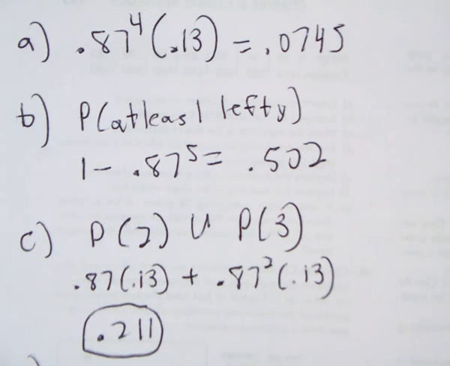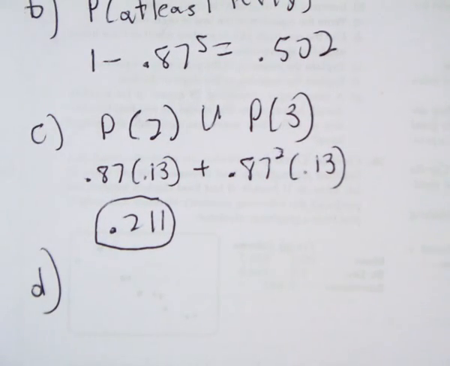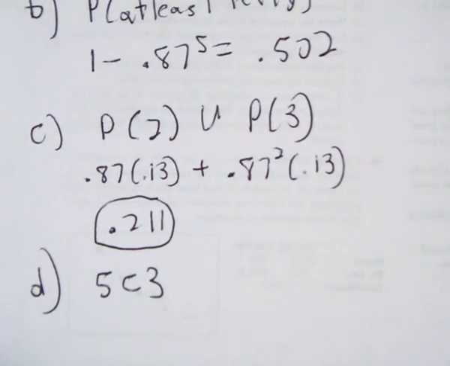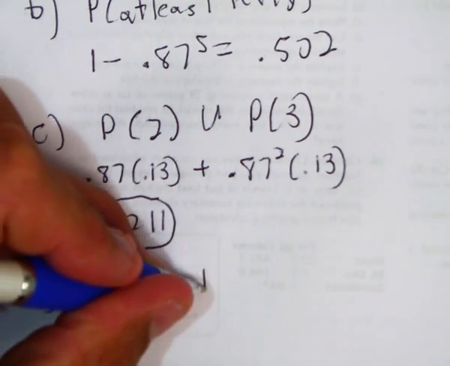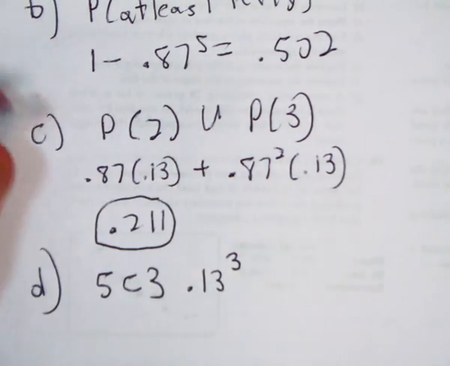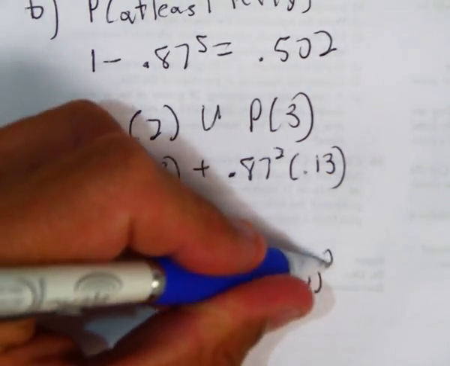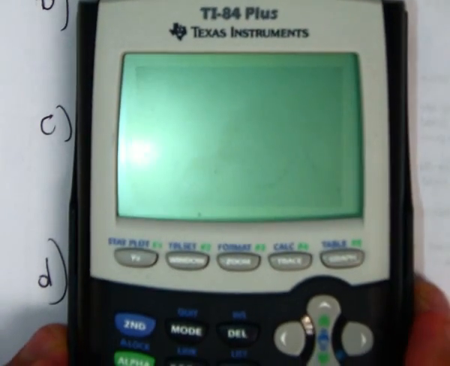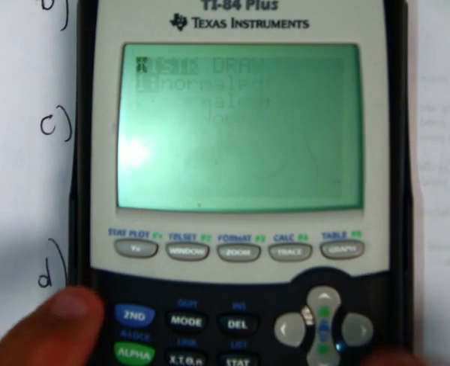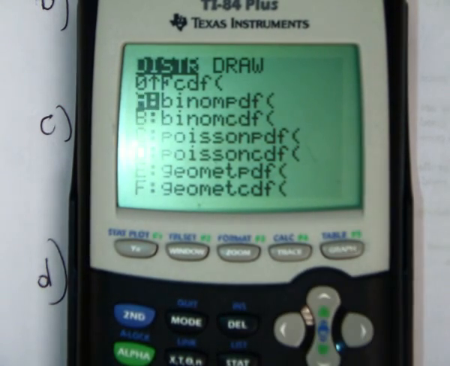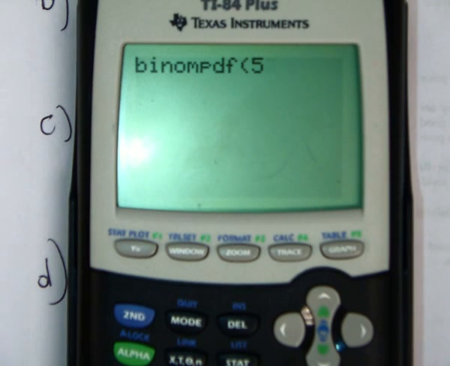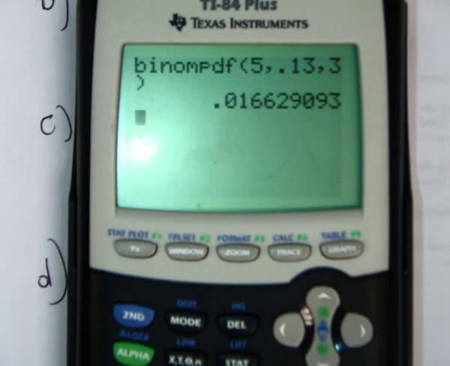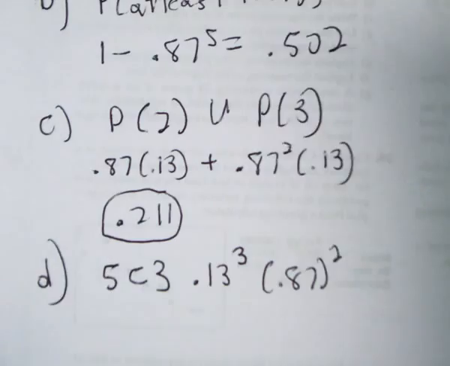There are exactly 3 lefties in the group. Okay, so this now goes to the binomial. So we got 5, choose 3. Okay, we got 3 lefties in the group and 2 that are not lefties. So what we're going to do is go to binom PDF, and we're going to do 5 and then 0.13. If you do that out, you get 0.0166.